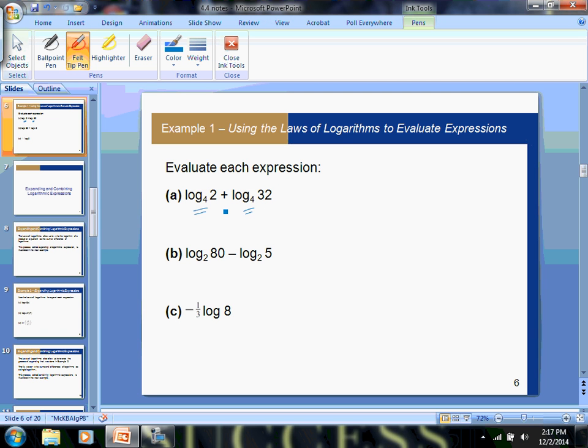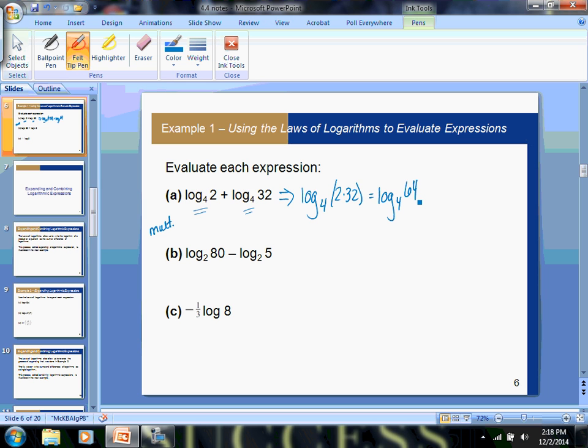And right now they're being added. So to combine them together, I'm going to multiply. Okay, so you have to remember that addition and multiplication go together. So I'm going to rewrite this as log base 4 of 2 times 32. And 2 times 32 is 64.